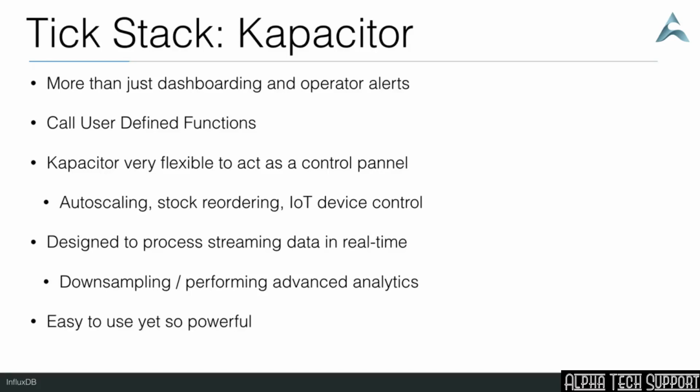Kapacitor is very easy to use, but it's also very powerful. Kapacitor provides a simple plugin architecture or interface that allows it to integrate with any anomaly detection engine. Kapacitor can integrate with machine learning libraries, pattern matching engines, and rules engines. This makes Kapacitor a powerful control system calling user-defined functions that automate the complete system.